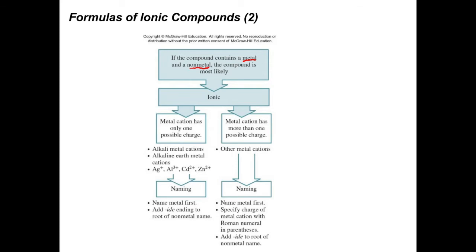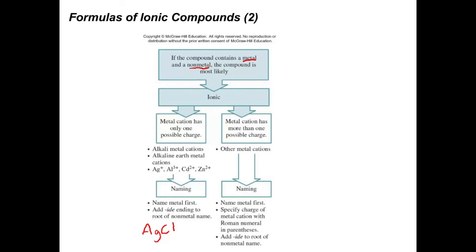Okay, this is just an overview, and we'll go deeper into it. The way you're going to name these is you name the metal first, for instance aluminum or silver. Then you add IDE to the root name of your non-metal. So if we had something like AgCl, we name the metal first, silver. Then the root name of the non-metal, chlorine, with the ending changed to IDE. So this would be silver chloride.